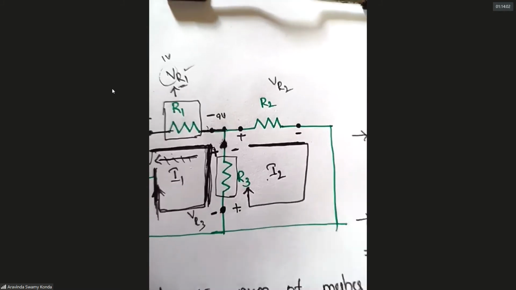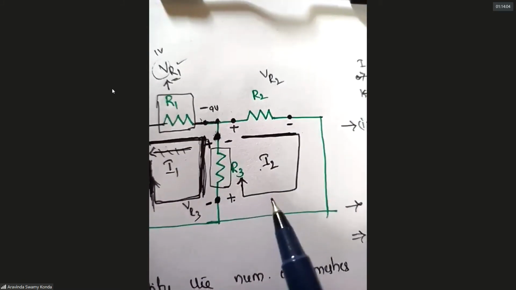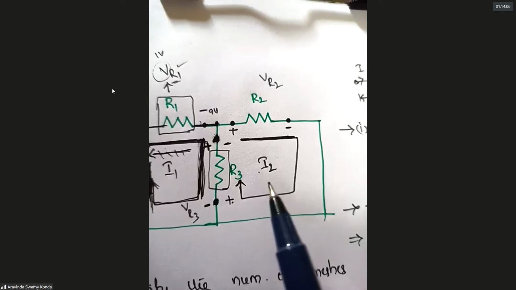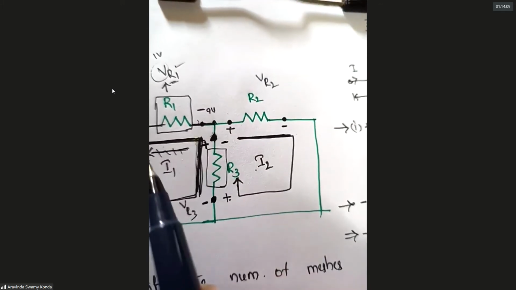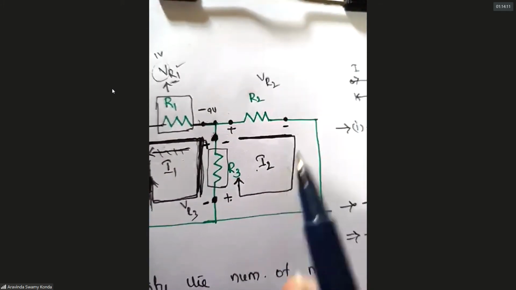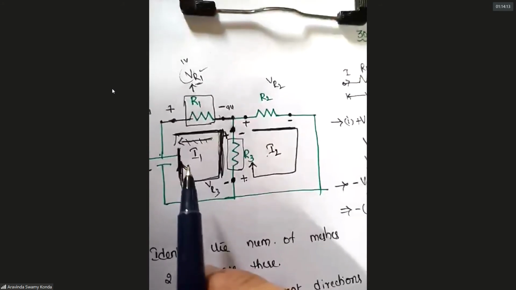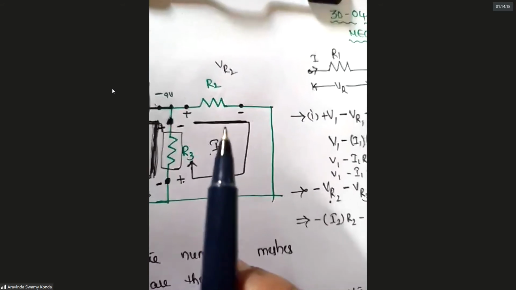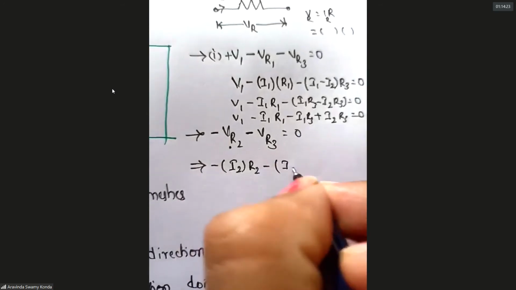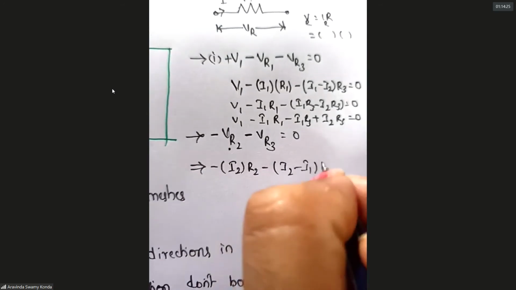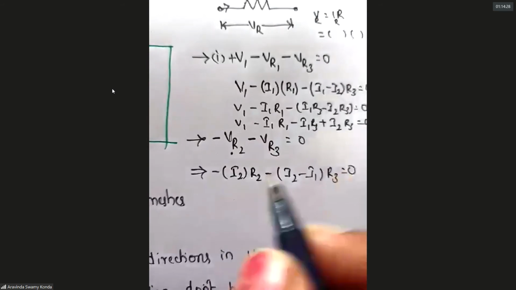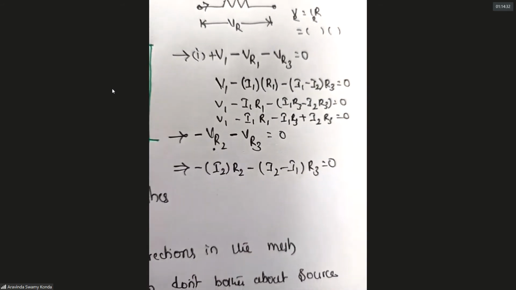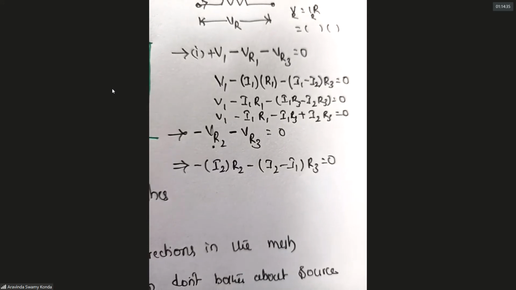So if you are writing for the second mesh, we treat the I2 current as higher compared to I1. So you are always subtracting from the higher value to the lower value. If you are writing for the first mesh, write it as I1 minus I2. If you are writing for the second mesh, write I2 minus I1, I2 minus I1 into R3 equal to 0. Subtract and then take the terms individually. Am I clear? Yes, sir.